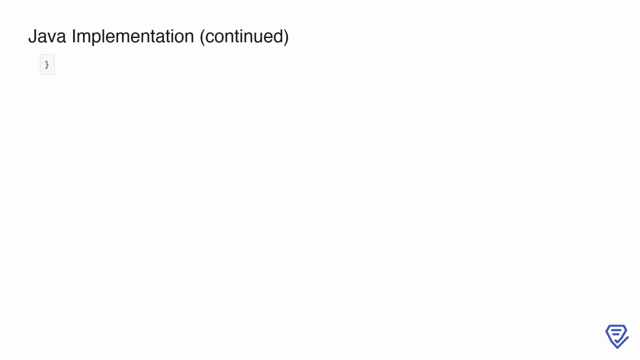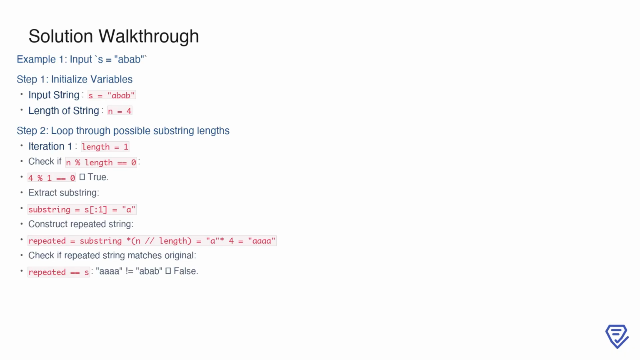This completes the implementation. By systematically checking all valid substring lengths and constructing potential repeated patterns, we ensure that the solution is both efficient and thorough in identifying whether the input string meets the criteria. Here, we begin with an example where the input string is ABAB. The length of the string is 4. To determine if this string can be formed by repeating a substring, we loop through all possible substring lengths up to half the length of the string.